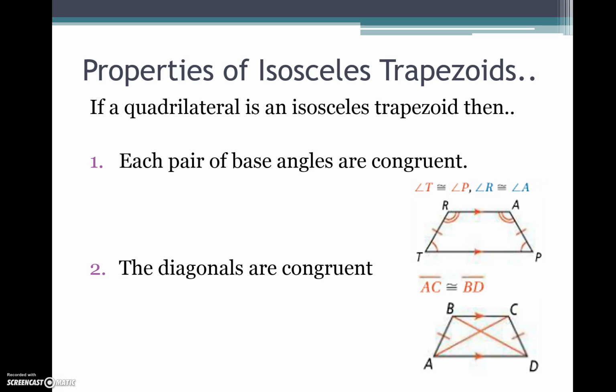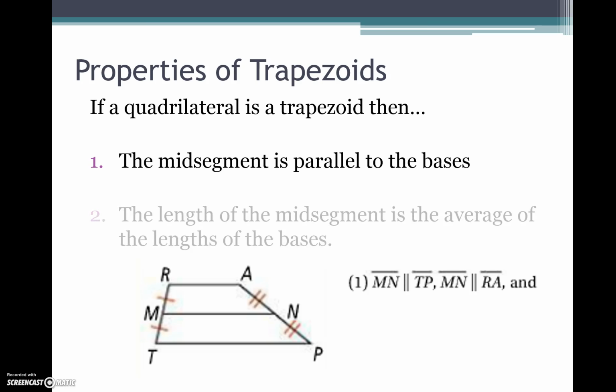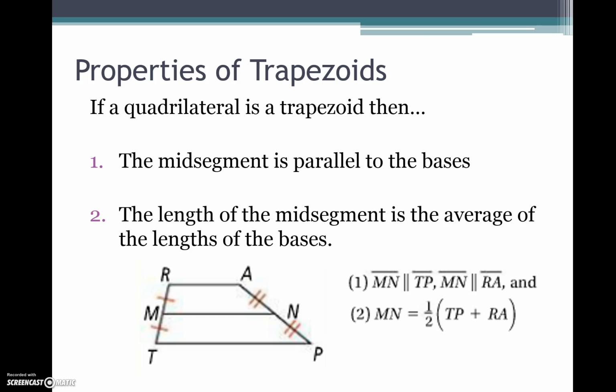Continuing on, in general, for any kind of trapezoid, these next two properties will happen. The first thing is, if I were to draw in a mid-segment, so remember mid-segments are where we connect the two midpoints of the legs, they're going to be parallel to both of those bases. So that's our first property. The other one is the length of that mid-segment is the average of the lengths of the bases. So in this specific example, I would add the values of RA and TP, those lengths, and cut it in half, and that would give you the length of MN. So it's exactly half the sum, the average.